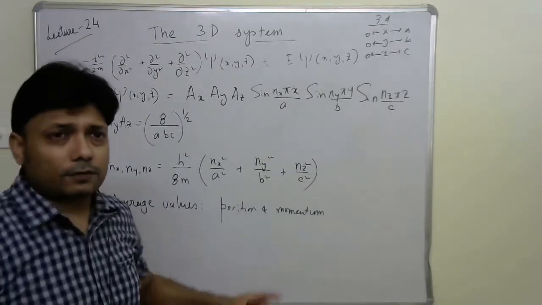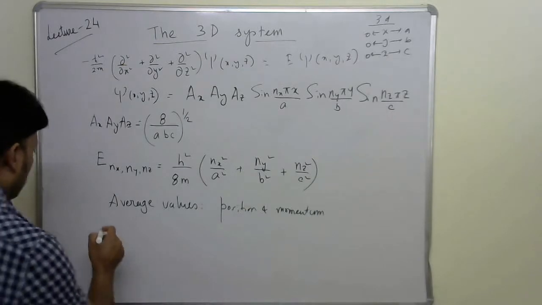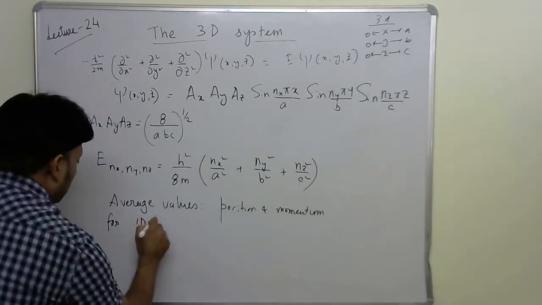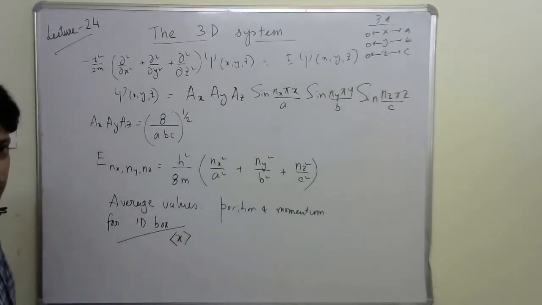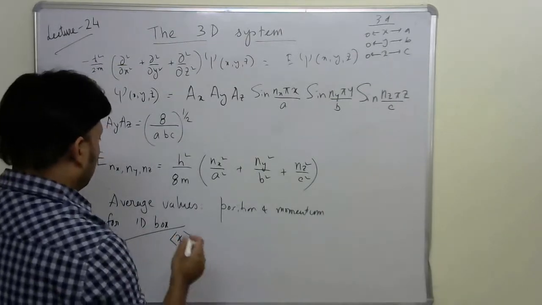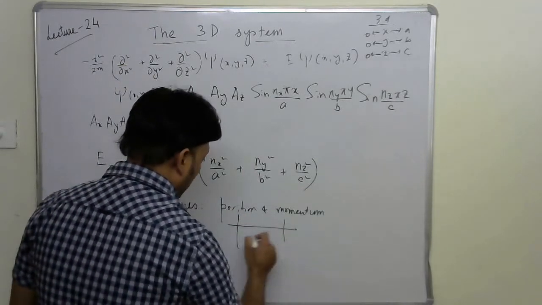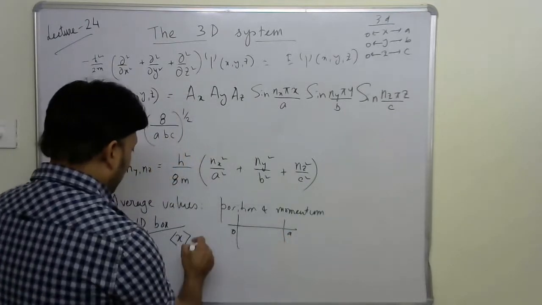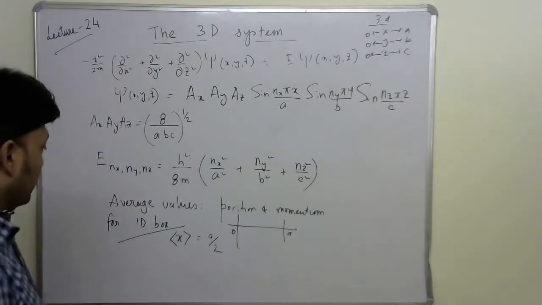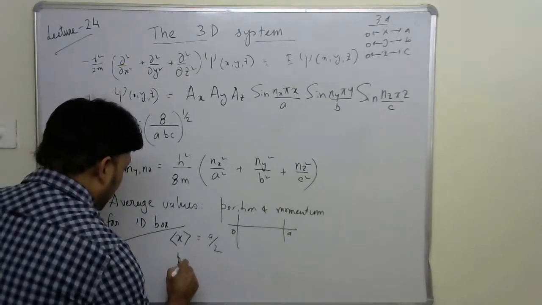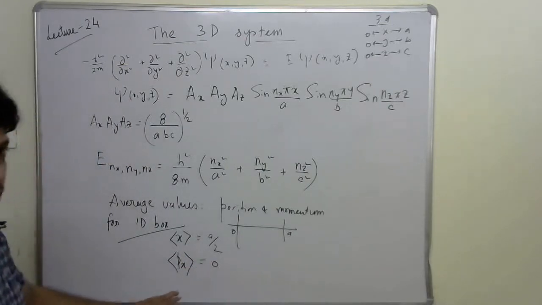So you have seen that for a particle in a 1D box, what was the value for the average position? So let's write for the 1D box. You remember the average position x was what? If we take the boundary condition from 0 to a, the average of x was equal to a by 2. And what was the average momentum Px, momentum in x direction? Yes, you are right. The average momentum was 0.